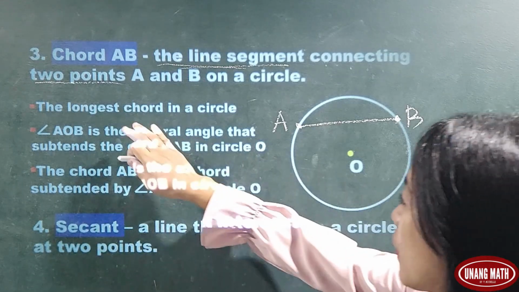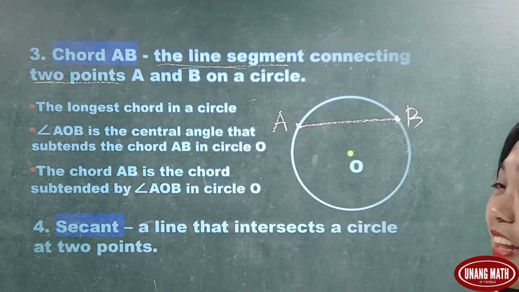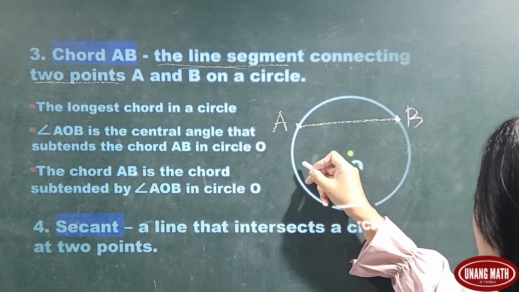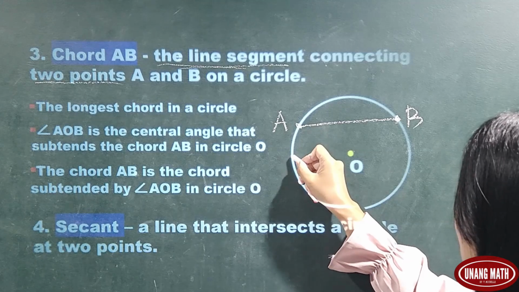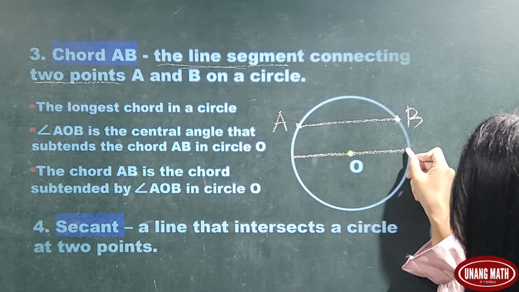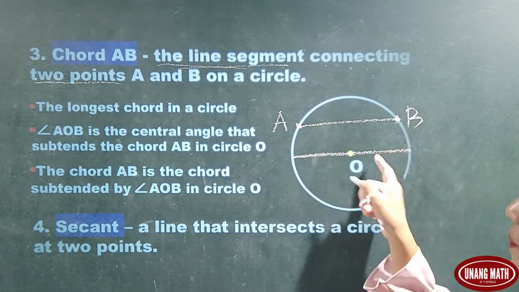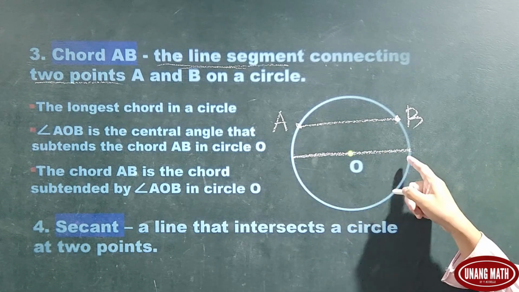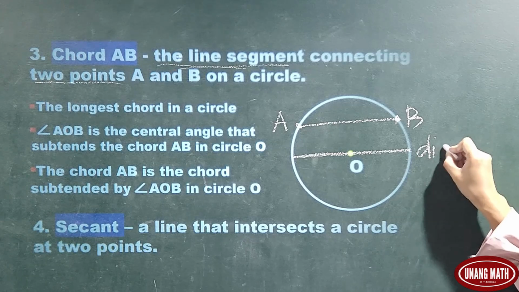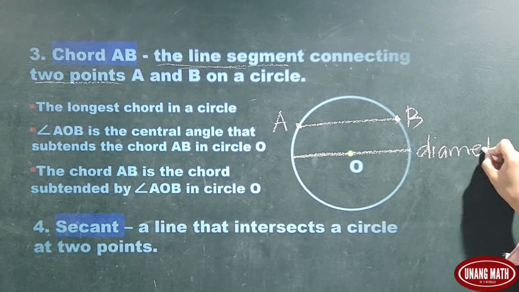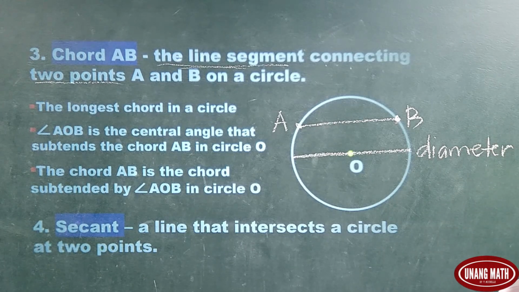Okay, now what is the longest chord in a circle? This chord passes through the center of the circle. So this is the longest chord on a circle. And this is what we call the diameter of the circle.